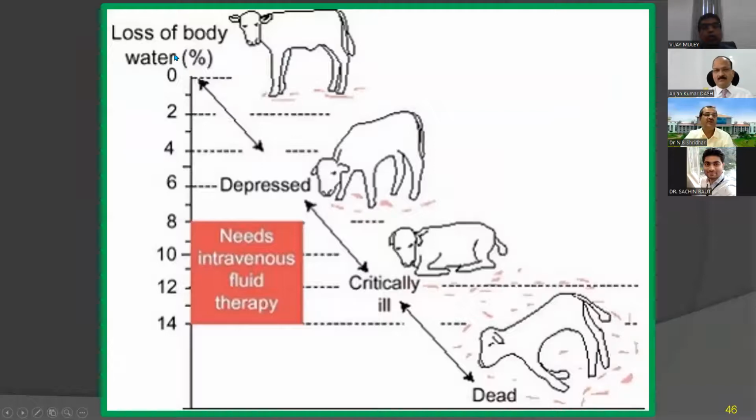So the loss of body water, as it goes on increasing in percent, is indicated in the earlier chart. At 0 to 4%, there are no clinical signs, whereas if it goes to 2 to 8%, the animal will be depressed, and if it goes to 6 to 10%, the animal will be critically ill and immediately requires intravenous fluid therapy followed by oral rehydration therapy. And if the dehydration goes beyond 12 or 14%, the animal will be found dead most of the time.